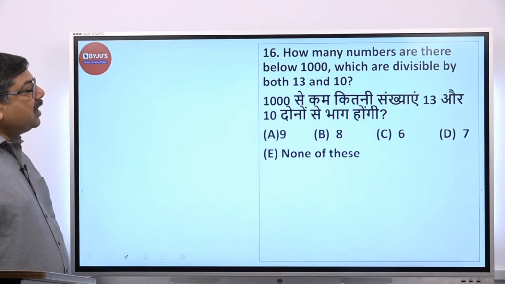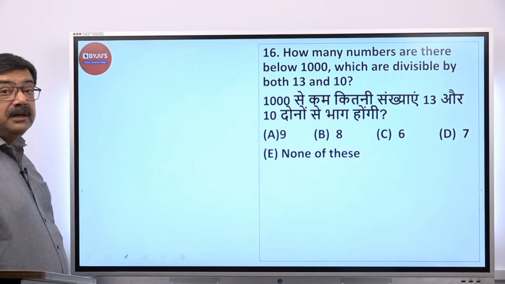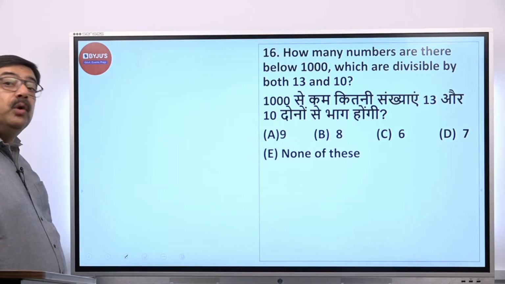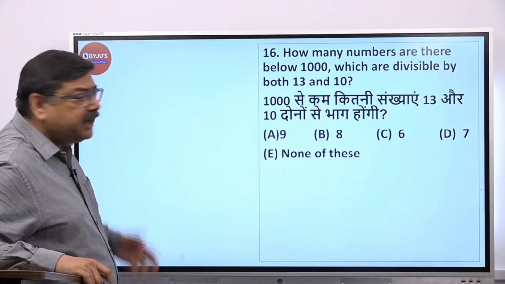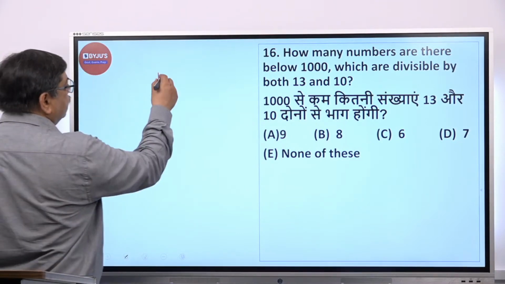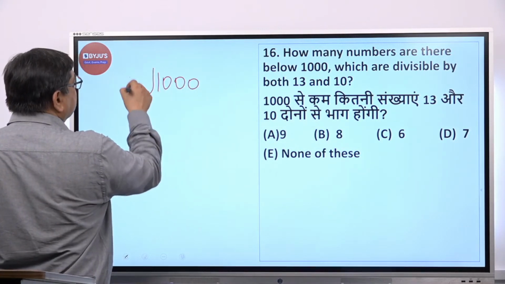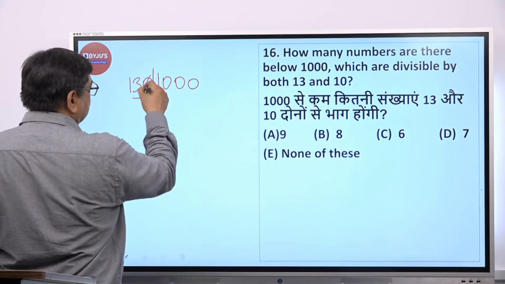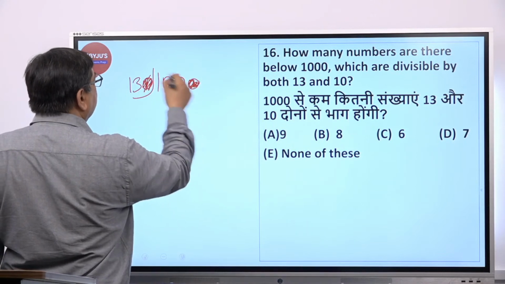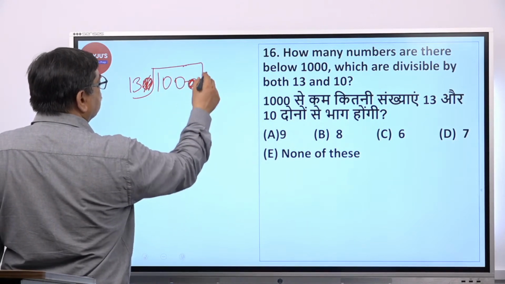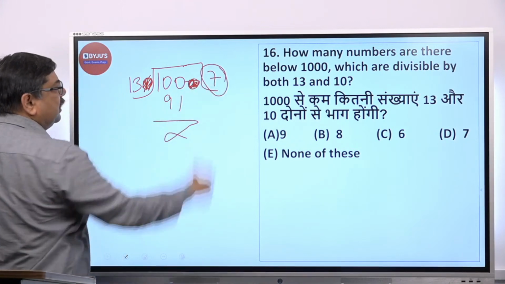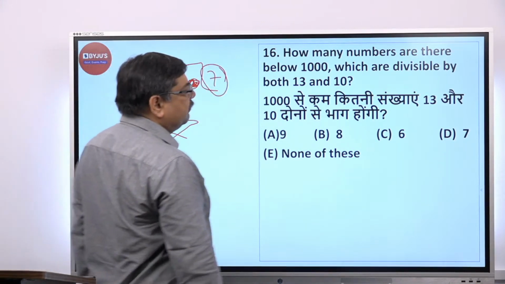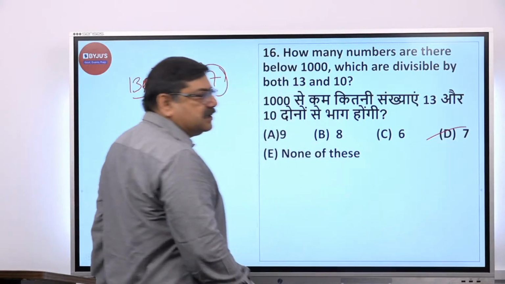How many numbers are there below 1000 which are divisible by both 13 and 10? Both 13 and 10, so take the LCM of 13 and 10, which is 130. So 1000, you'll simply divide this by 130. Remove the 0, not required. So 13 sevens are 91. Remove that. So it only requires 7 here as the answer. So there are 7 such numbers.